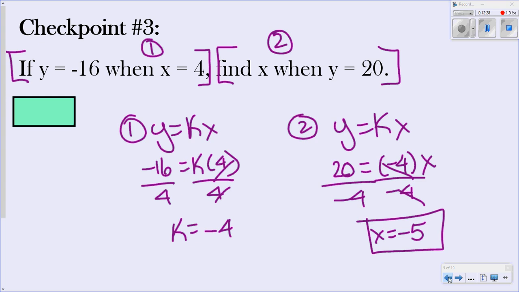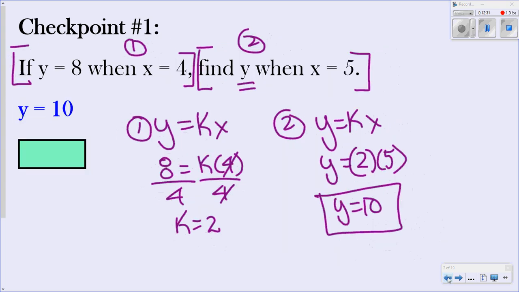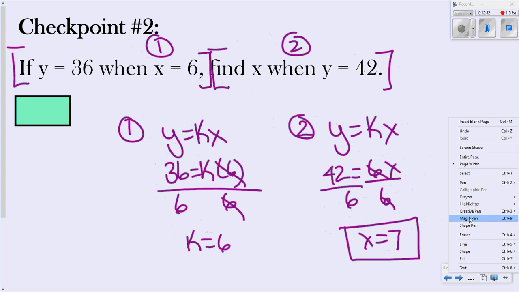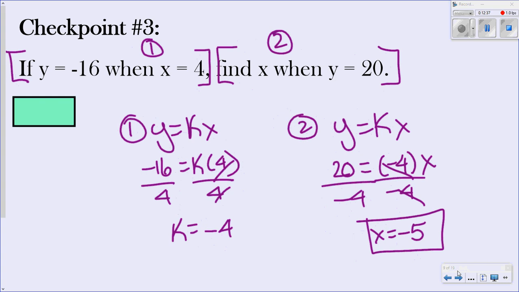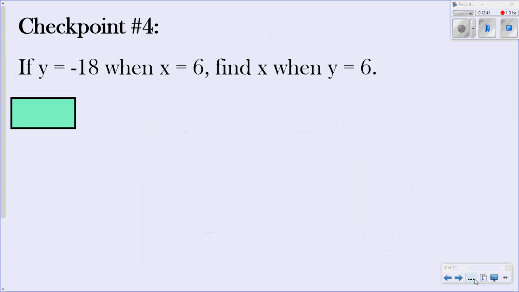And I forgot to unveil the answer for the other one. Let me do that. 7. And this one is negative 5. Alright.